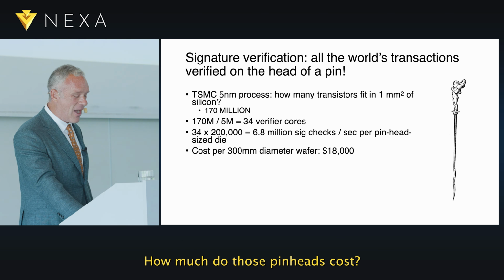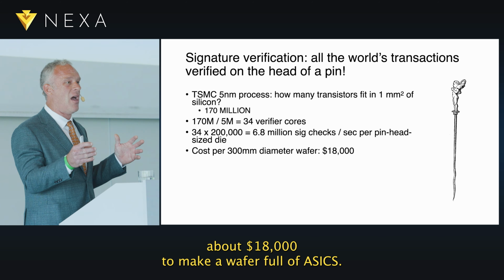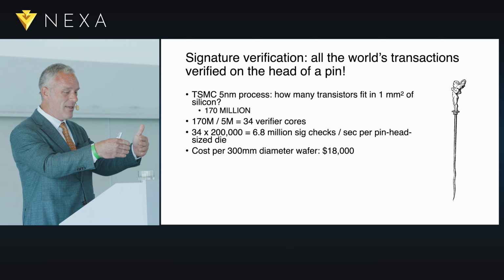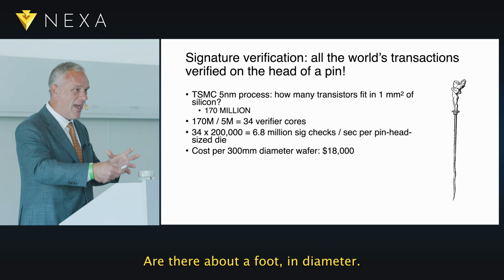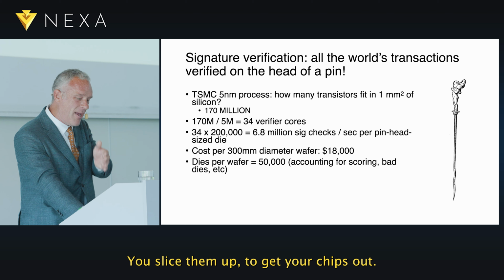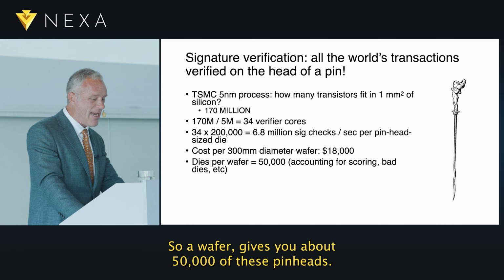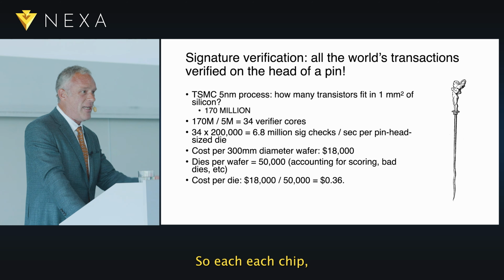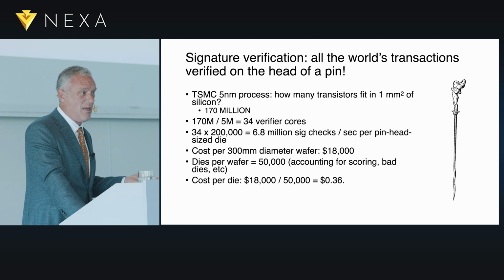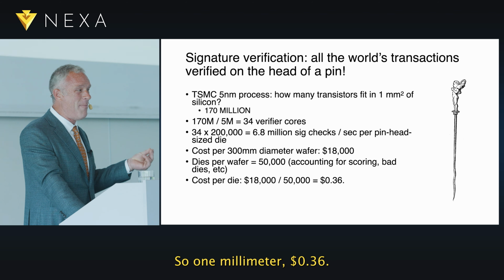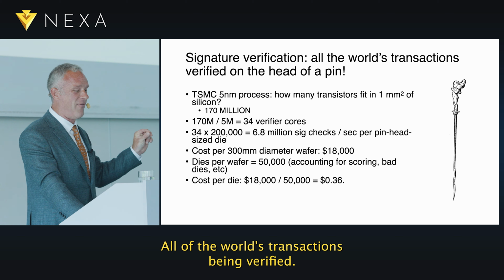How much do those pinheads cost? Well, you have to pay TSMC about $18,000 to make a wafer full of ASICs. So these are 300 millimeter diameter wafers, about a foot in diameter. You slice them up to get your chips out. So a wafer gives you about 50,000 of these pinheads. So each chip, the silicon in it costs about 36 cents. So 1 square millimeter, 36 cents, all of the world's transactions being verified.